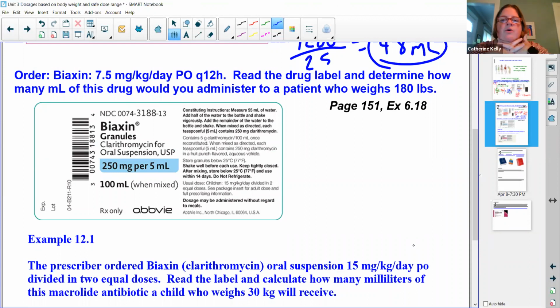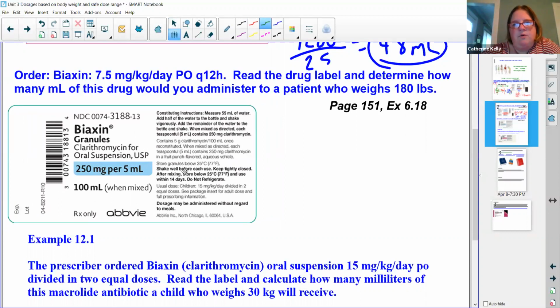All right. The order is Biaxin, 7.5 milligrams per kilogram per day, by mouth every 12 hours. Read the drug label and determine how many milliliters of this drug you would administer to a patient who weighs 180 pounds. So again, pause the video, see what you got, and come back and compare.